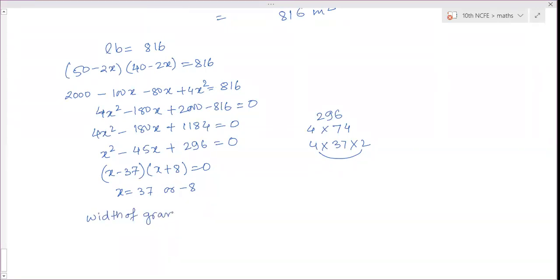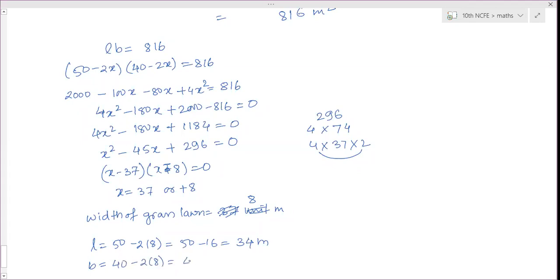Width of grass lawn is equal to 8 meters. So length is equal to 50 minus 2 8s are 16, 50 minus 16, that is 34 meters. And breadth is equal to 40 minus 16, that is equal to 24 meters.